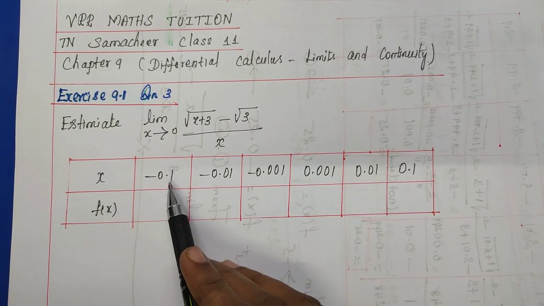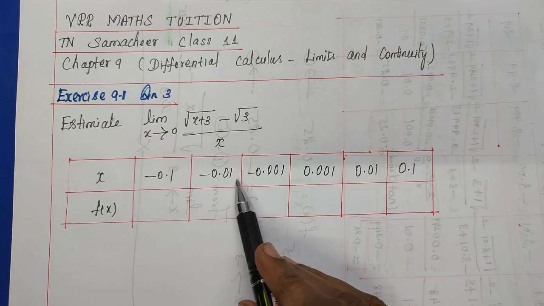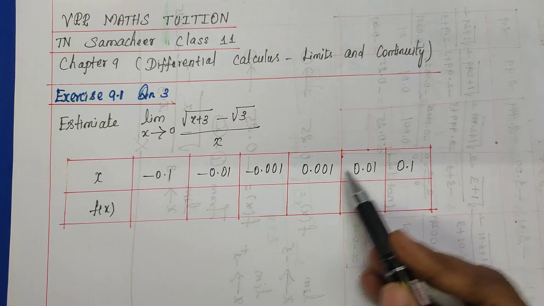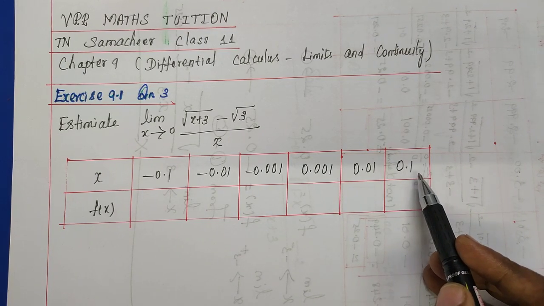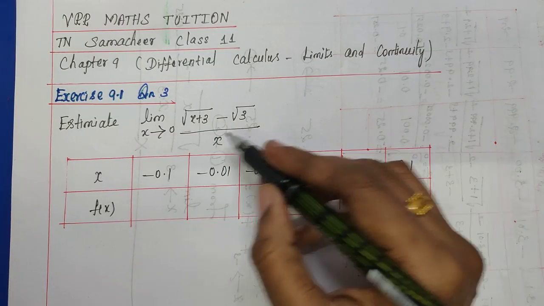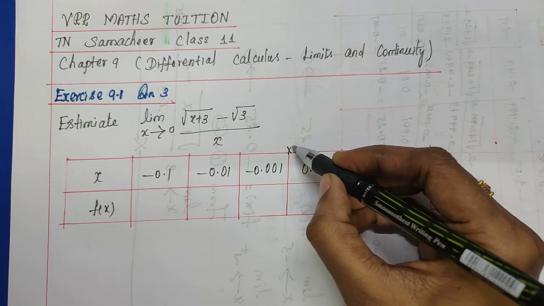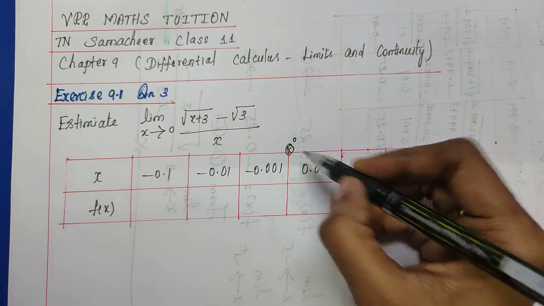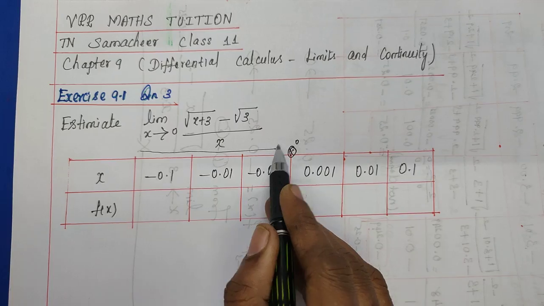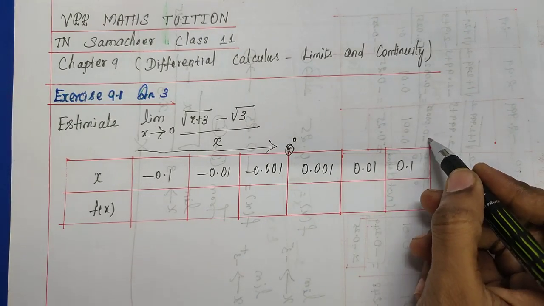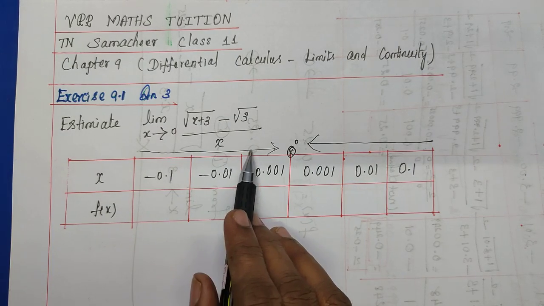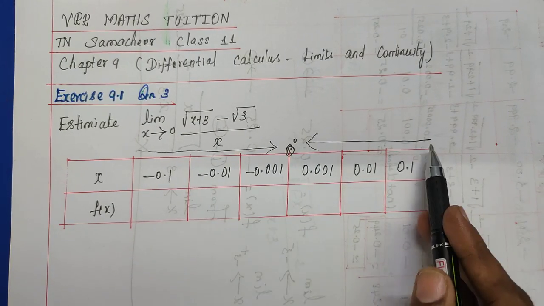Here our x takes minus 0.1, minus 0.01, minus 0.001, 0.001, 0.01, 0.1. Actually, the position of 0 is here. This is the position of 0. That means this is a leftward movement, this is a rightward movement. Then only we can say that the limit as x tends to 0 is from the left and the right.